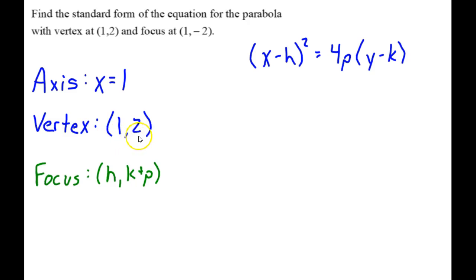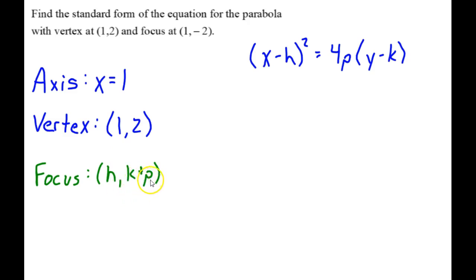We know the vertex is (1, 2). And some information we're going to have to use next is that the focus is the ordered pair (h, k plus p). Because I know the axis is x equals 1, a vertical line, I know the standard form of my equation is going to be (x minus h) quantity squared equal to 4 times p times the quantity (y minus k). Some of this information we already know. Since we know the vertex, we know our h value is 1 and our k value is 2. Now we need to find our value of p, which is the focal length.